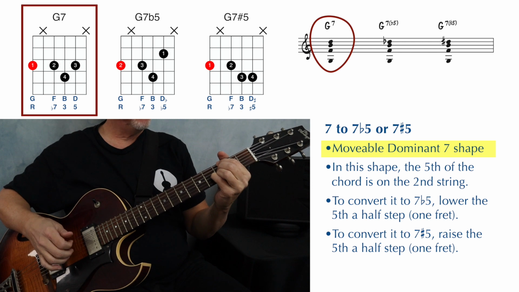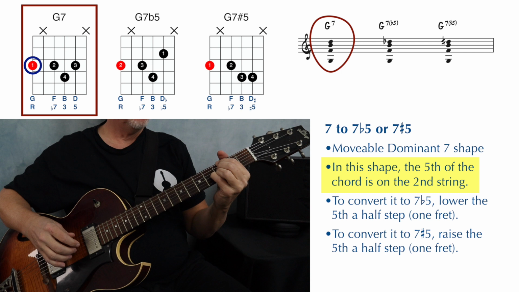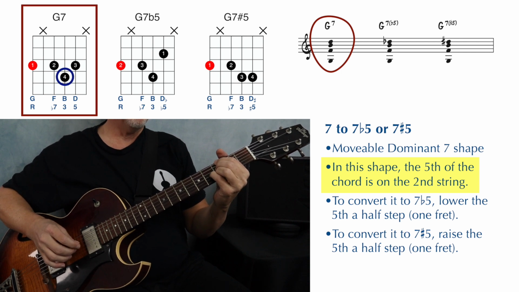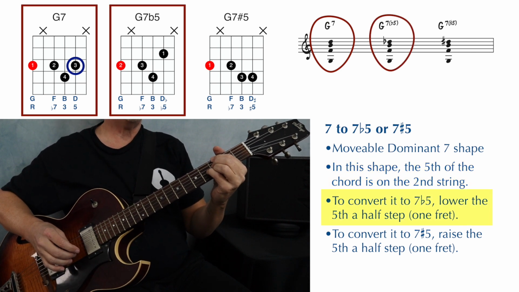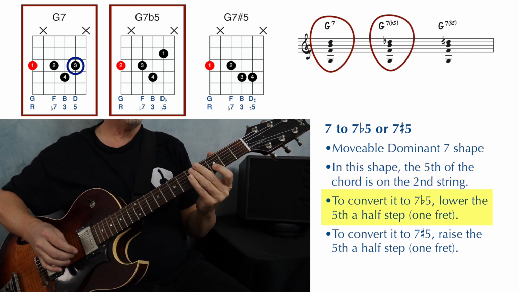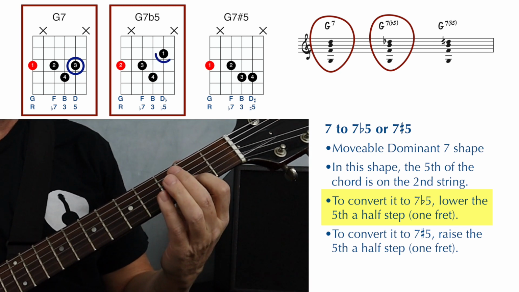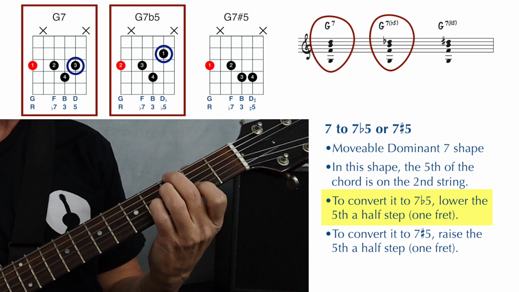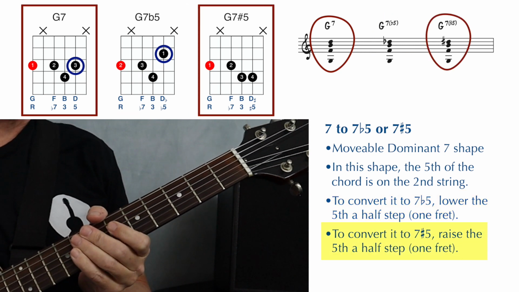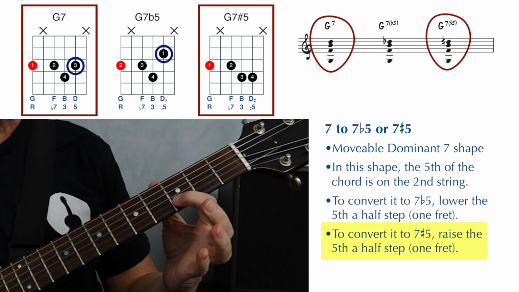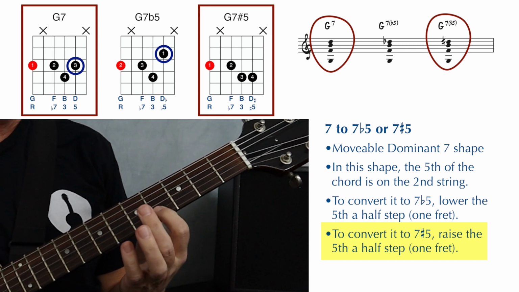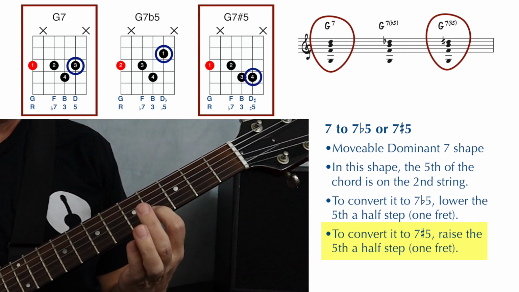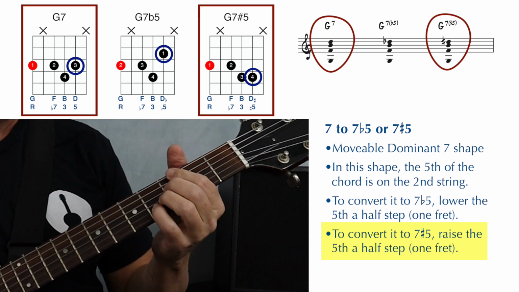Here's a G7, which is made up of G, B, D, and F. This is the root, this is the 7th, this is the 3rd, and this is the 5th. If you want to turn this into a 7 flat 5 chord, you need to lower that 5th by 1 fret, and then refinger so you can hit all those notes. And if you want to turn this into a 7 sharp 5 chord, you take that same 5th, raise it by 1 fret or a 1/2 step, and again, refinger it so you can get those notes.